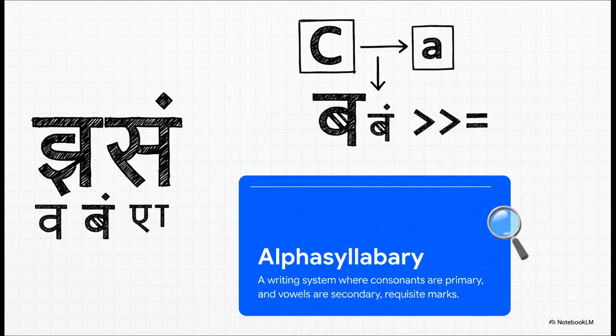Well, it all comes down to this one word, alpha syllabary. Now, don't let the fancy term throw you off. It's a really simple idea that honestly unlocks the entire system. Think about it like this. In English, vowels and consonants are kind of equal partners, right? But in Devanagari? Oh no. The consonants are the stars of the show. They get all the attention.